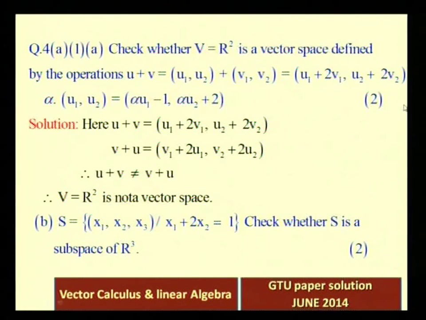This question was asked for 2 marks. The next part of this question, the B part, where S is equal to (x1, x2, x3), where x1 plus 2x2 is equal to 1.